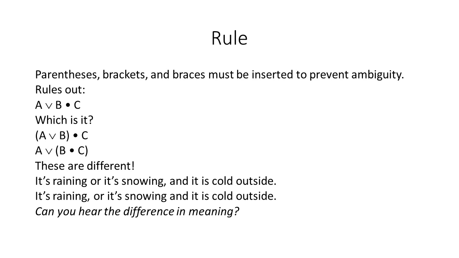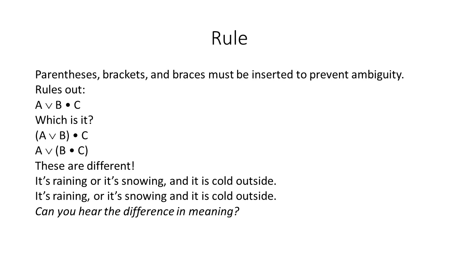How about this second one? It's raining, or it's snowing and it's cold outside. One way for this to be true is that it's snowing and it's cold outside. But another way for it to be true is just if it's raining. Maybe it's raining and it's warm. So the statement would be true even if it were just raining and it were warm outside. Do you see how these could be true in different circumstances? That shows that they don't mean the same.